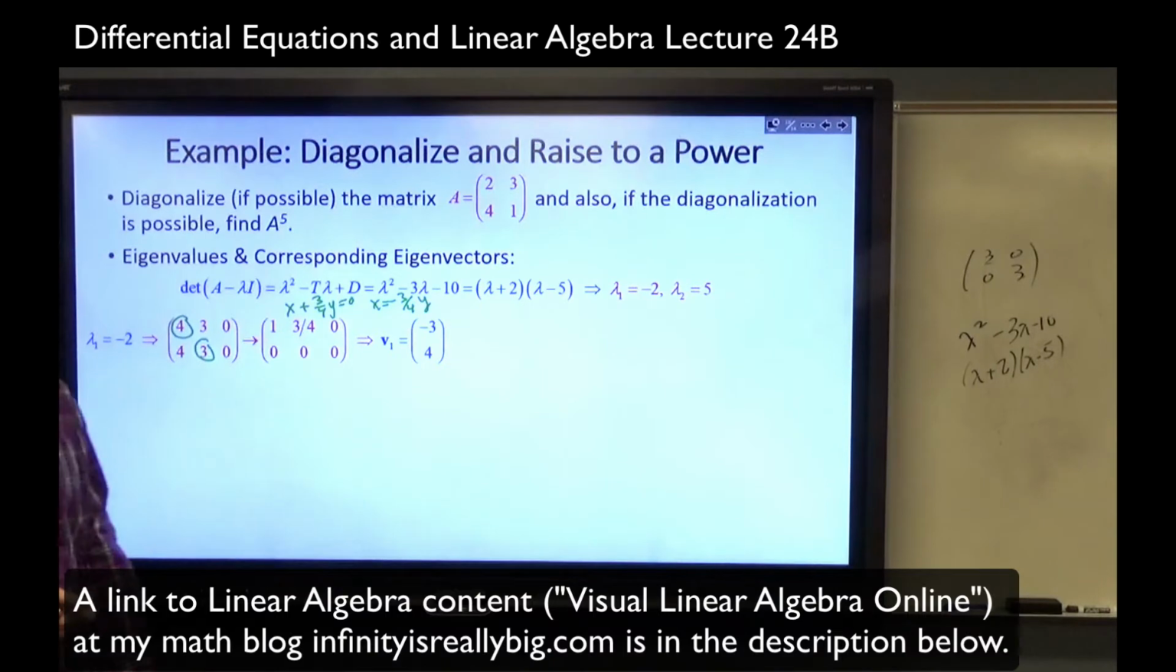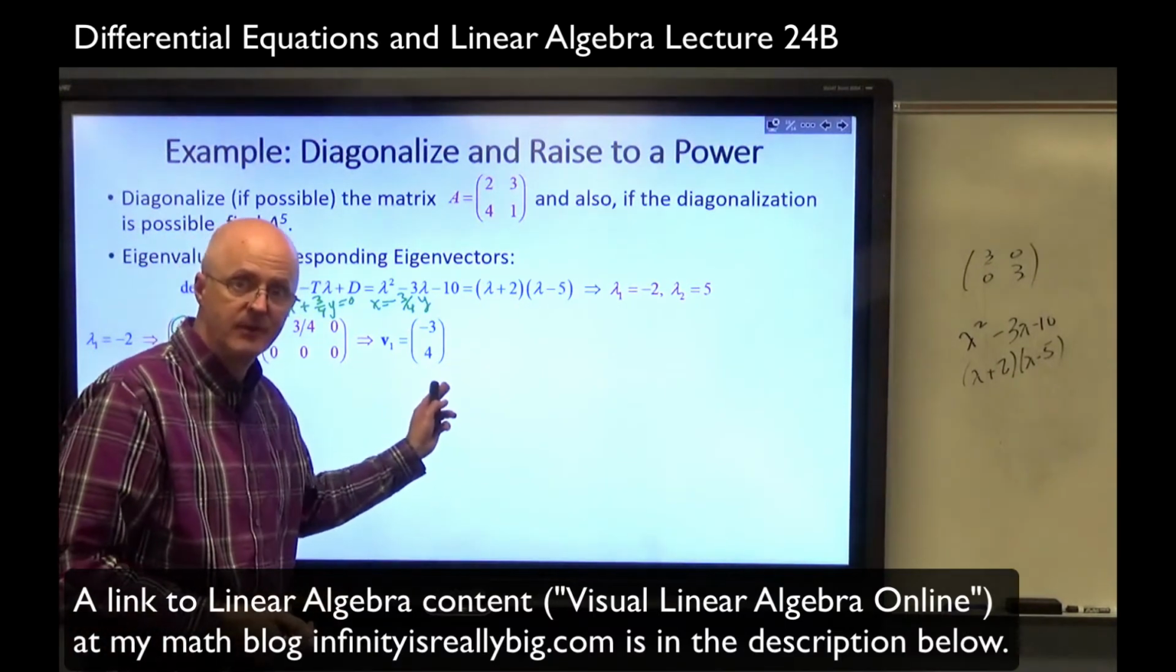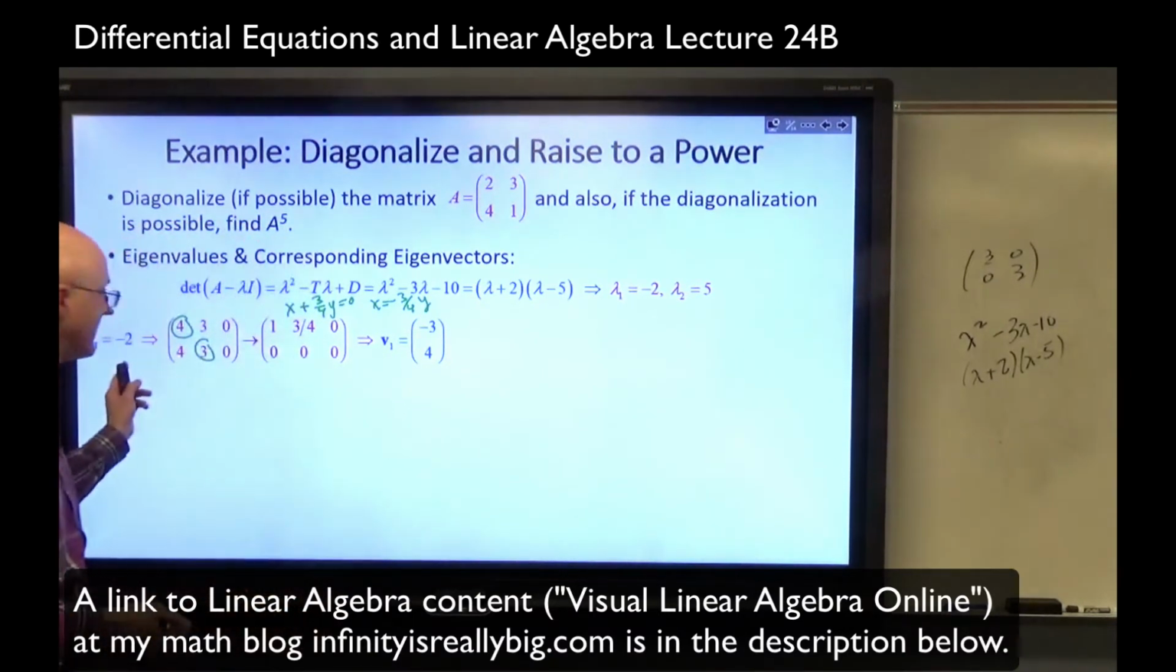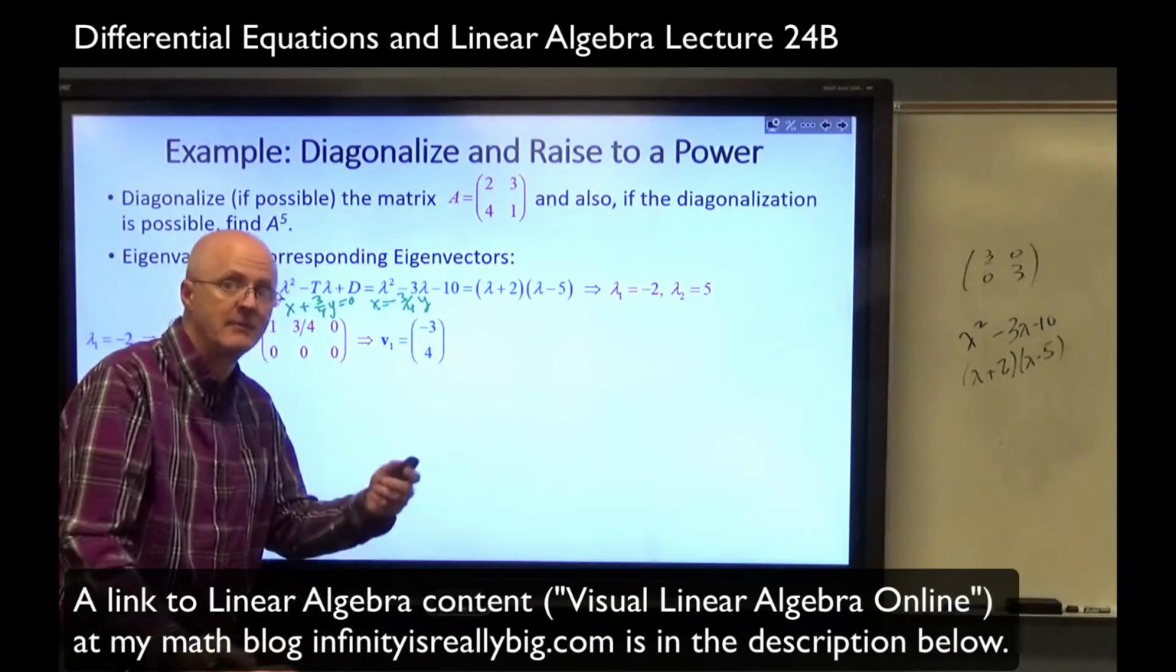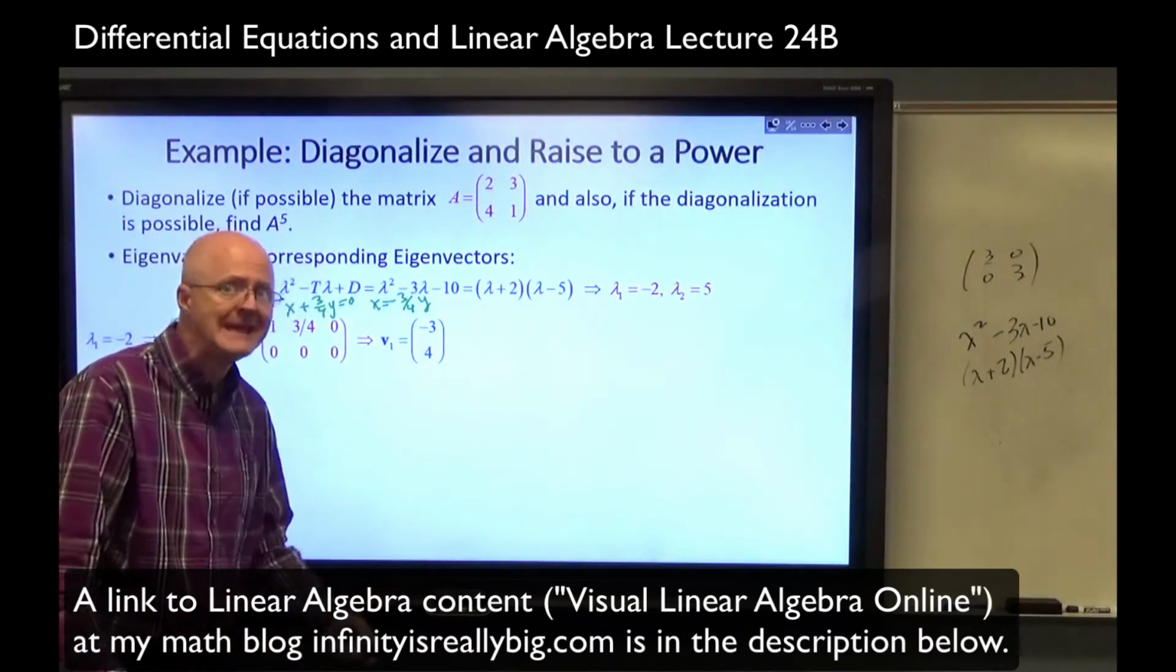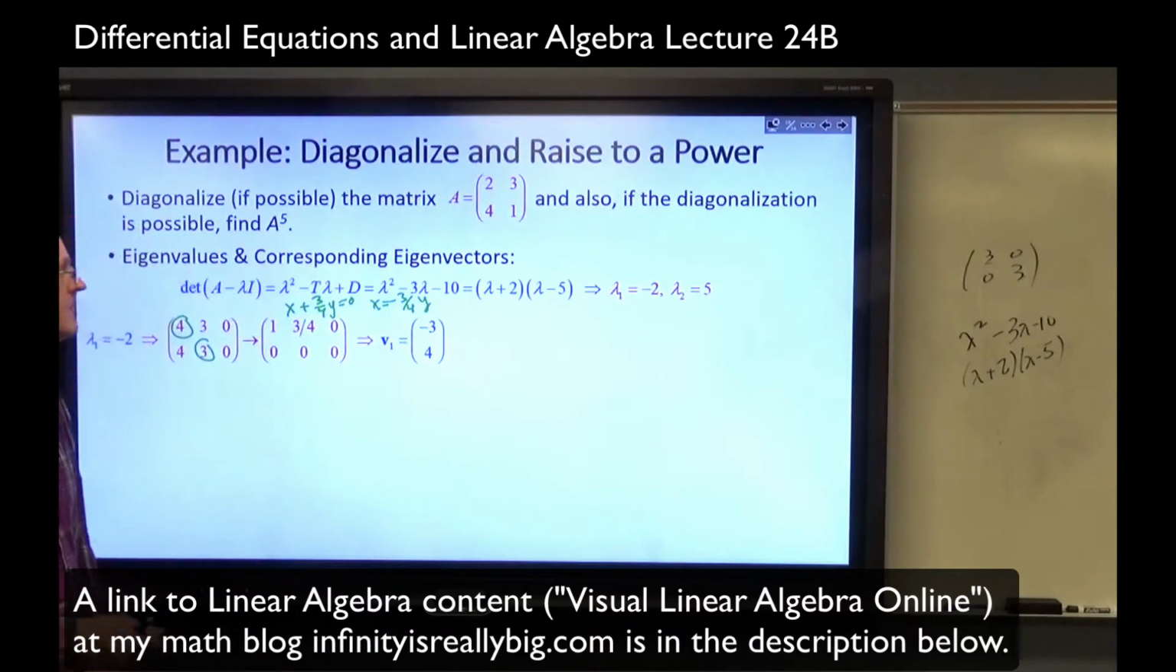Again, eigenvectors are not unique. Any non-zero scalar multiple of this will also be an eigenvector for this eigenvalue and could be used to construct a different matrix P that also works. P is not unique, but it's sort of nicest to pick ones without fractions.